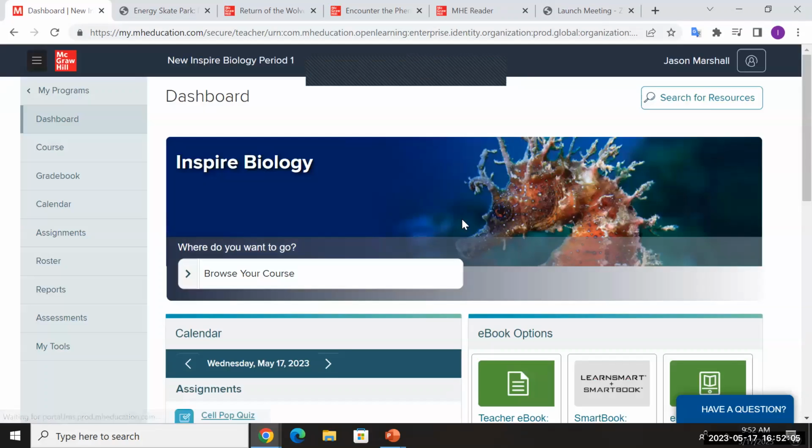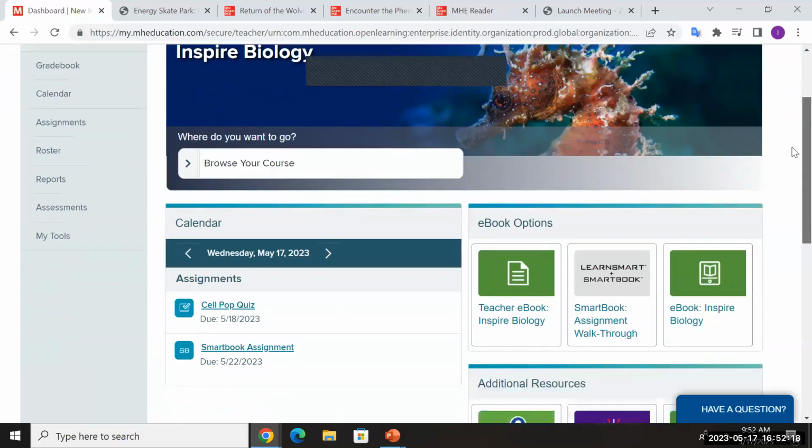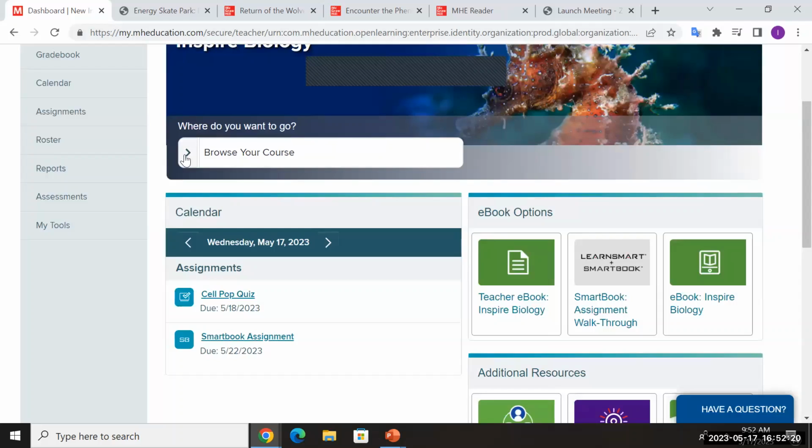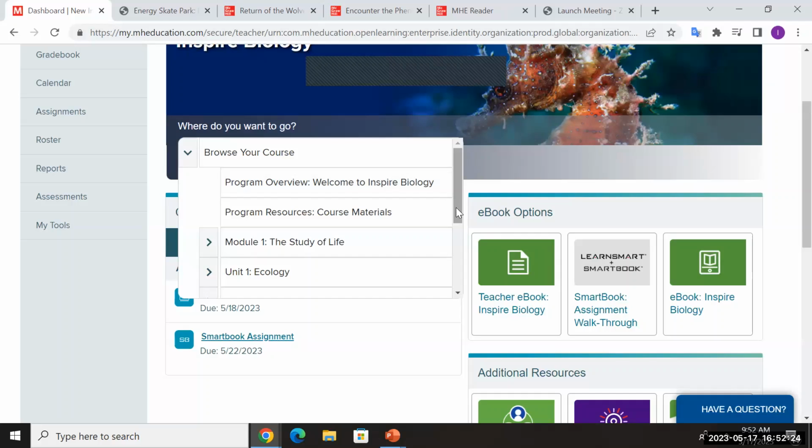The first screen you're going to see is a dashboard screen. Think of it as a home screen. It's the first screen that you enter when you enter the class. Dashboard is one of the navigation locations you have to go to. Now, if you want to take a look at specific content, like a topic, go to Browse Your Course right here on the dashboard screen. And you could choose what's of interest to you.